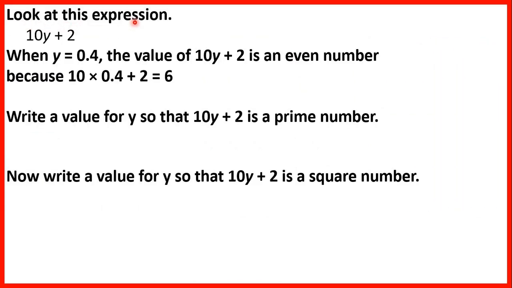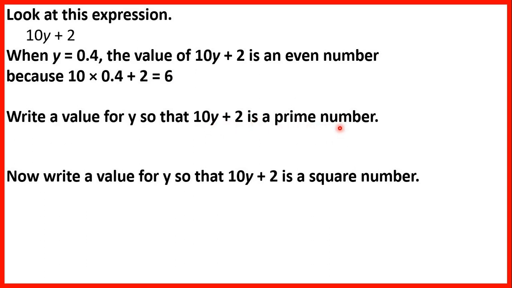Look at this expression. We have 10y plus 2. When y equals 0.4, the value of 10y plus 2 is an even number, because 10 times 0.4 plus 2 is 6. 10 times 0.4 is 4, and 4 plus 2 is 6, which is an even number because it's a multiple of 2. Write a value for y so that 10y plus 2 is a prime number.